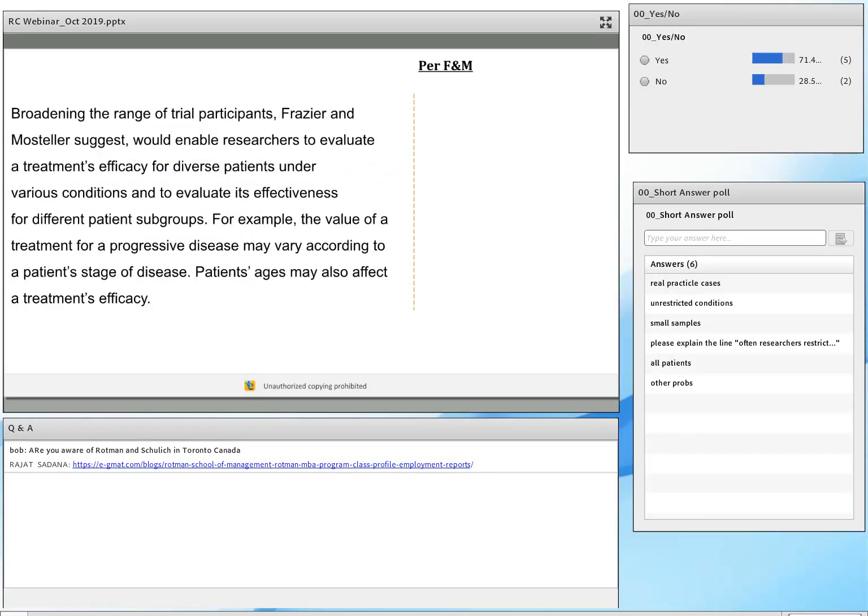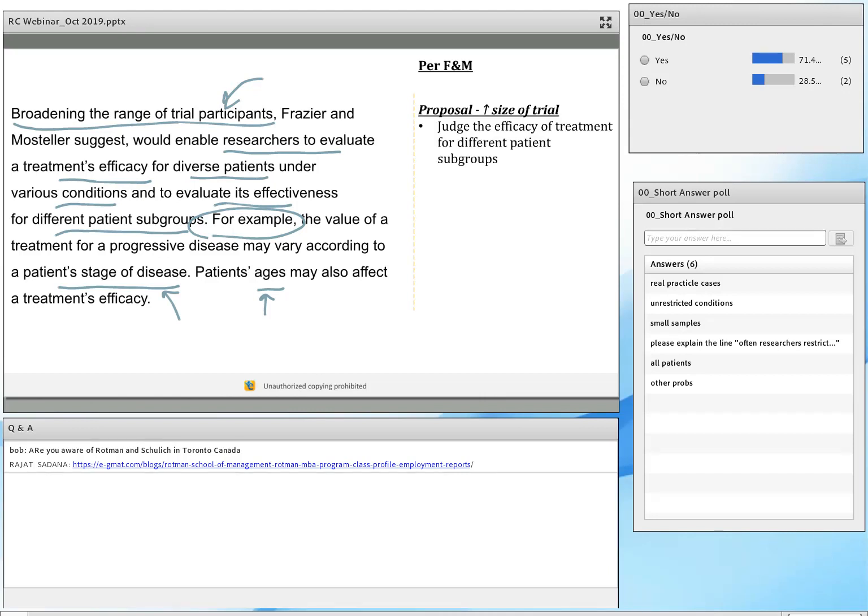Broadening the range of trial participants. Now again over here he's summarizing the previous section, because now he's saying that if you go into the larger trials, F&M suggests, it would enable researchers to evaluate a treatment's efficacy for diverse patients under various conditions and to evaluate its effectiveness for different patient groups. So here the author is giving the benefit of the larger trial: if you get to the broader range, larger trials, then you can figure out the efficacy for patients under various conditions. Okay, why? Because you have a more representative population in your trial. Then he's giving examples over here. For example, treatment for progressive disease may vary according to patient's stage of disease, patient's age. Now these are more variables that can be taken care of if you have increased size of the trial. Okay, so those are just examples.